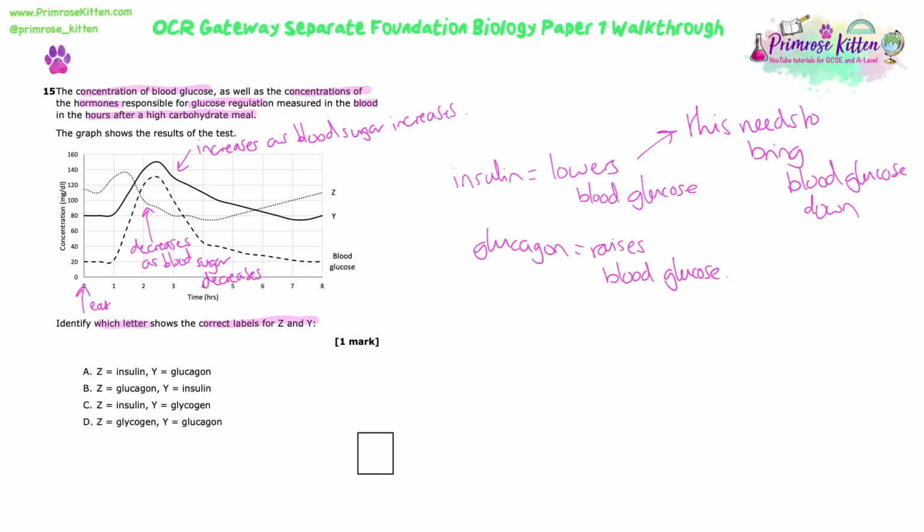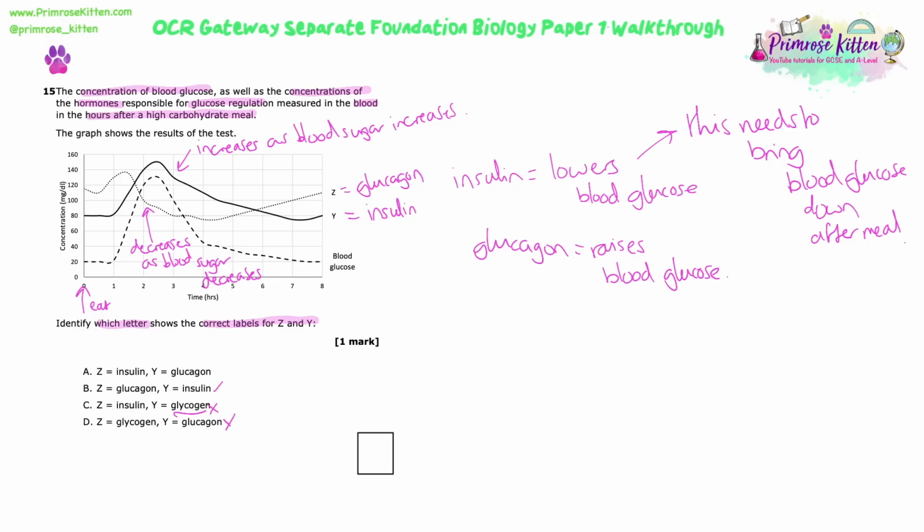And you can see that after we get this peak in Y, then the blood glucose levels do start to decrease, and then so does Y. So pretty happy that Y is insulin, which means that Z must be glucagon, because that is the other hormone involved in regulating blood glucose. So now we just have to pick the right answer from our list.